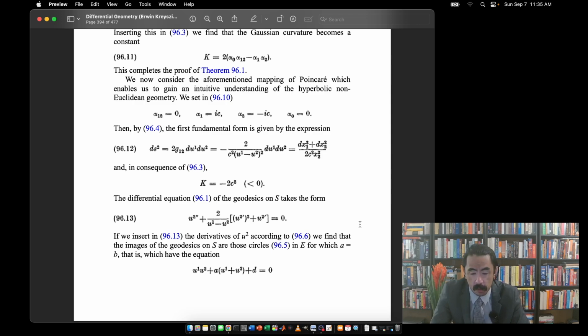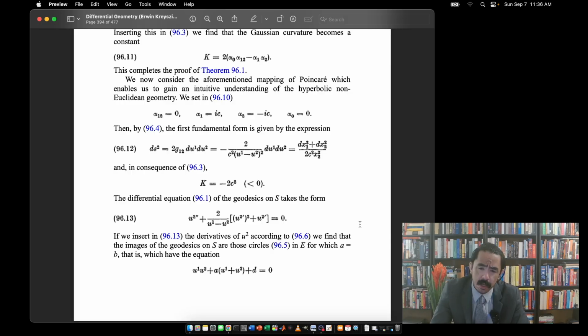And this expression for the first fundamental form is ultimately equal to a fraction with numerator dx1 squared plus dx2 squared, over a denominator of 2 times lowercase c squared times x2 squared. And in consequence of expression 96.3, capital K is equal to negative 2 times lowercase c squared, which is negative and non-zero.